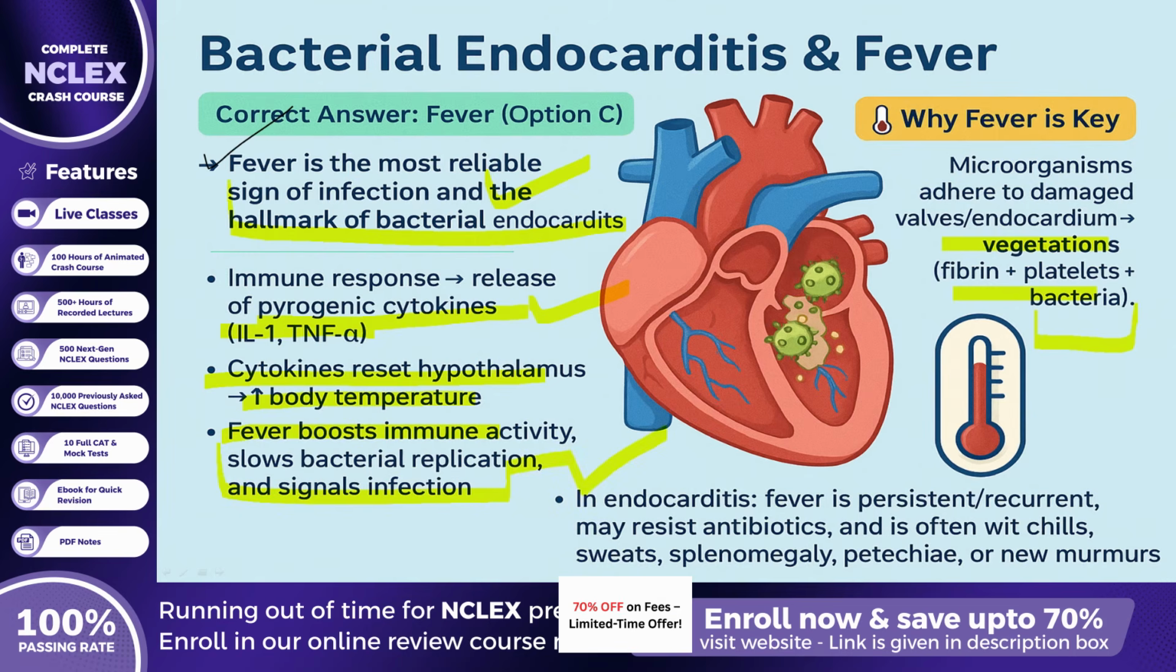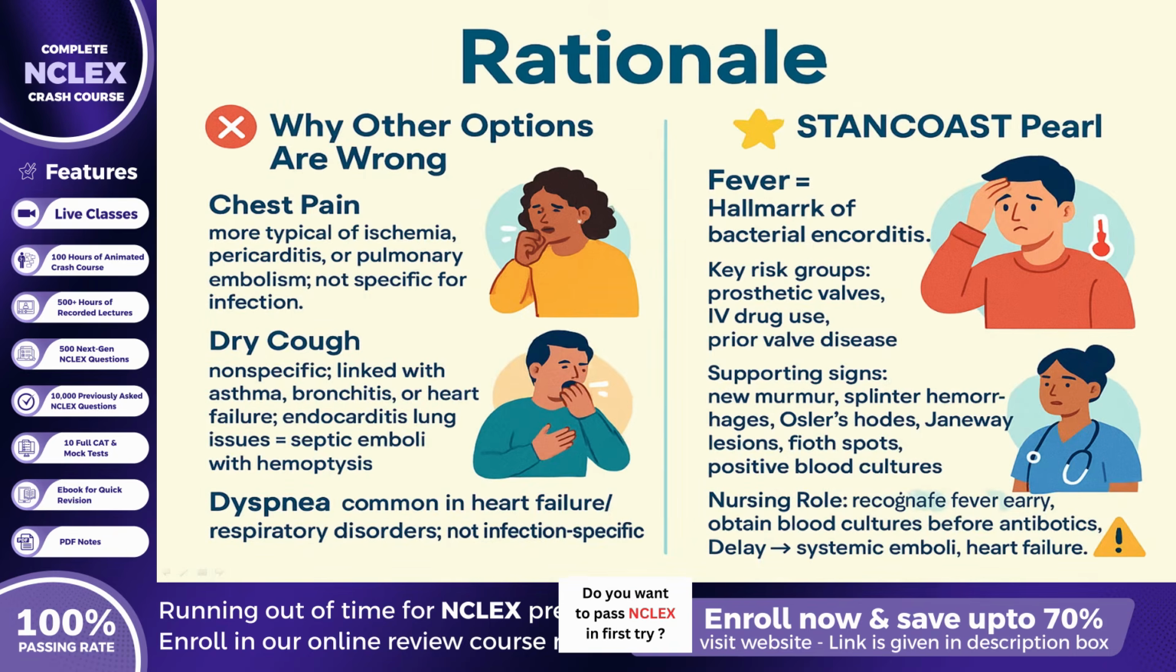In bacterial endocarditis, fever is often persistent or recurrent, may be resistant to antibiotics, and is frequently accompanied by chills, night sweats, splenomegaly, petechiae, and new or changing heart murmurs. Because it is both sensitive and specific, fever provides the strongest evidence among the listed findings that bacterial endocarditis is truly present. On the other hand, chest pain, while concerning, is more commonly linked to myocardial ischemia, pericarditis, or pulmonary embolism. Although septic emboli may rarely cause chest discomfort in endocarditis, it is not the hallmark of systemic infection.